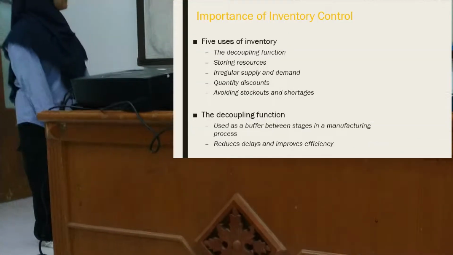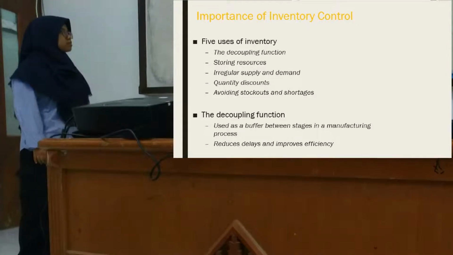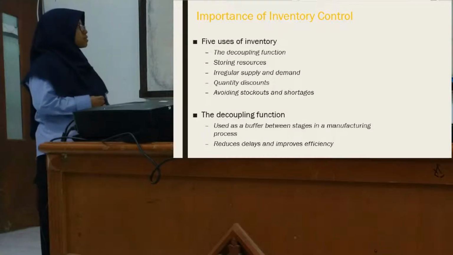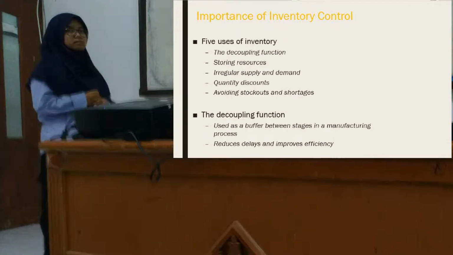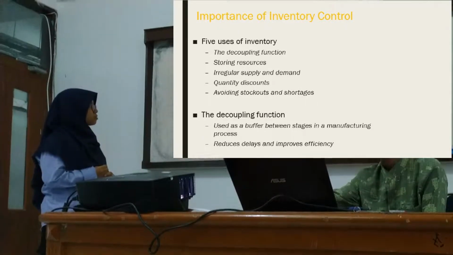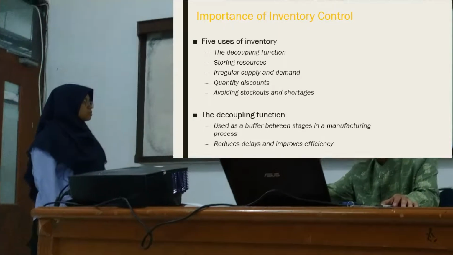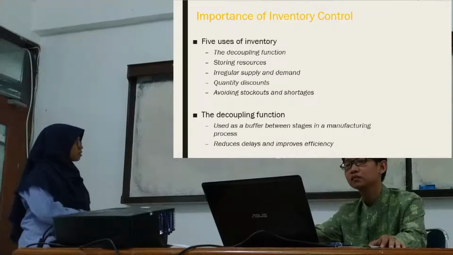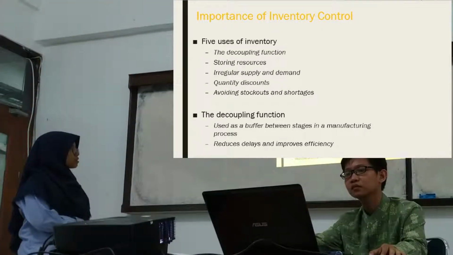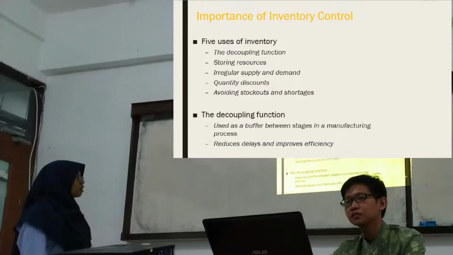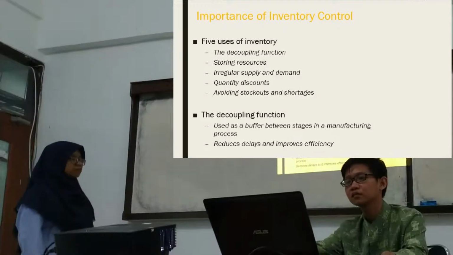Importance of inventory control. Five uses of inventory. First is the complete function: storing resource, irregular supply and demand, quantity discounts, avoiding stock out and stoppage. And then the coupling function. This is a buffer between stages in the manufacturing process, reducing delays in the process.